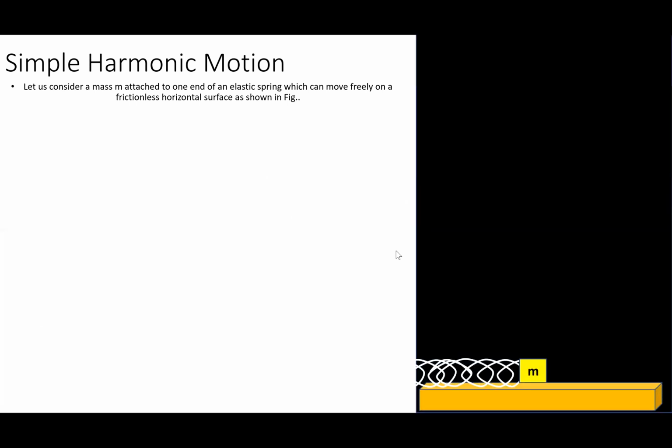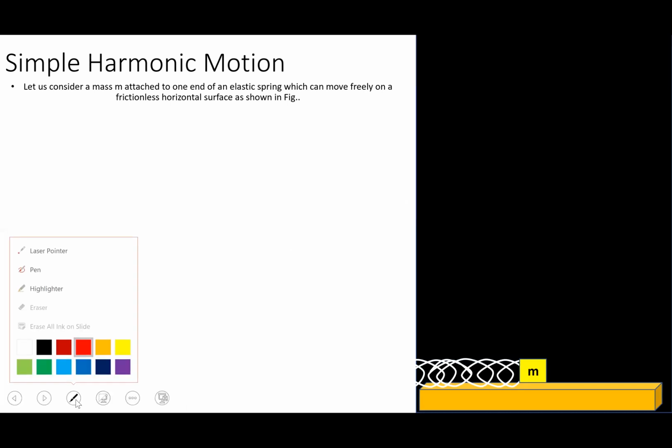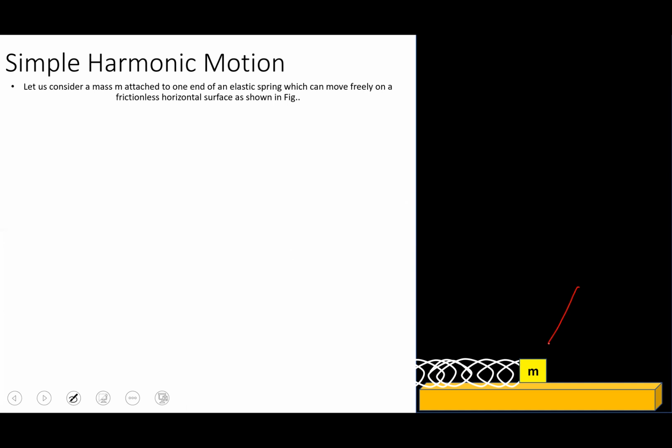Simple harmonic motion. Let us consider a mass attached to one end of an elastic spring which can move freely on a frictionless horizontal surface as shown in the figure. For explaining that, let us consider an example. Here we have a mass. Let's say this is the mass M, which is attached to a spring and which is on a frictionless surface.